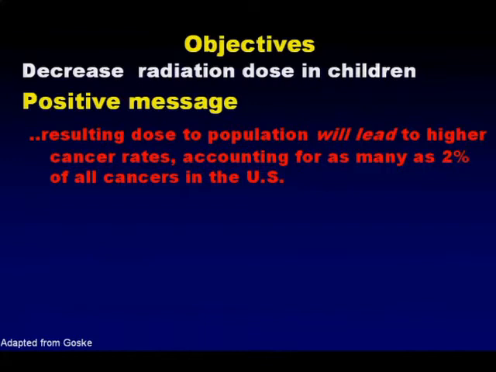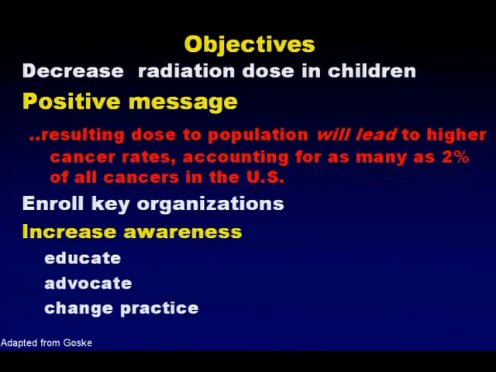This type of message you would never see from Image Gently: resulting dose to population will lead to higher cancer rates, accounting for as many as 2% of all cancers in the U.S. Now, there was a nice presentation yesterday about the problems with treating cancer estimates and risk from the BEIR 7 report as fact as opposed to simply projections. But at any rate, you wouldn't see this from Image Gently because it's negative.